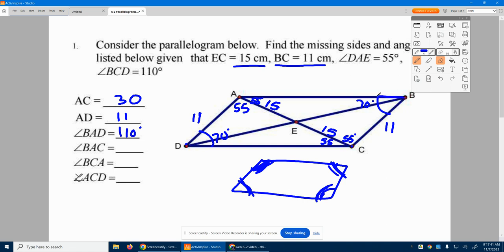What about B to A to C? Well, that's B over here to A down to C. What's that angle right there? We said, hey, he's 55. What about BCA? B down to C up to A. He also is 55. And ACD. A down to C across to D. He is 55. A lot of 55s here.